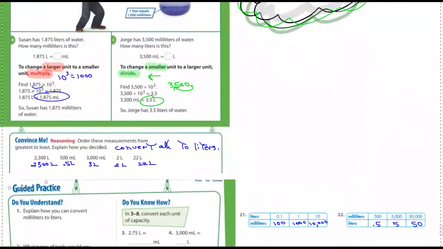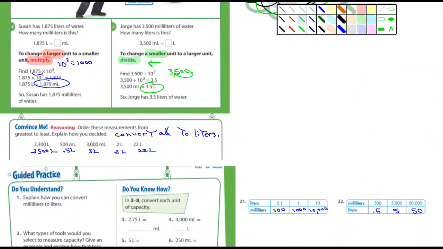Okay, so let's look at the convince me, and I did that one already. It says order these measurements from greatest to least. So from the largest to the smallest, and explain how you decided. Well, you could do it a couple ways. You could convert them all to liters, which is what I did, or you could have converted them all to milliliters. So 2,300 liters is 2,300 liters.